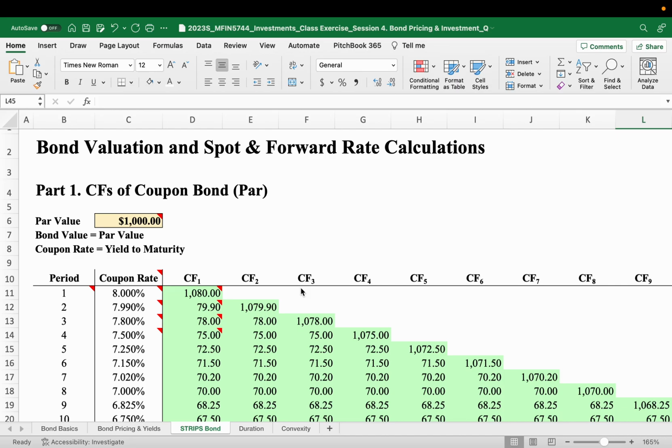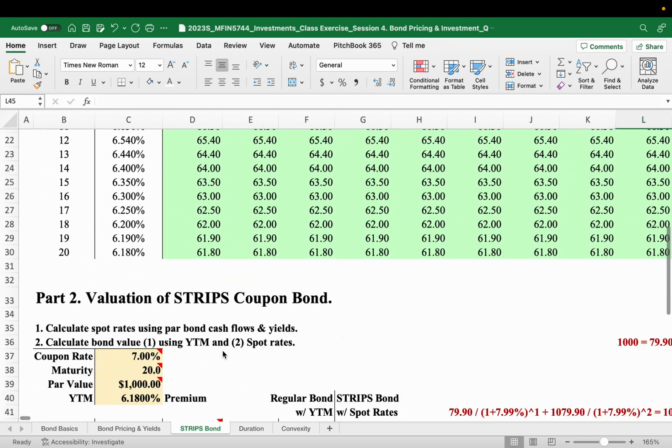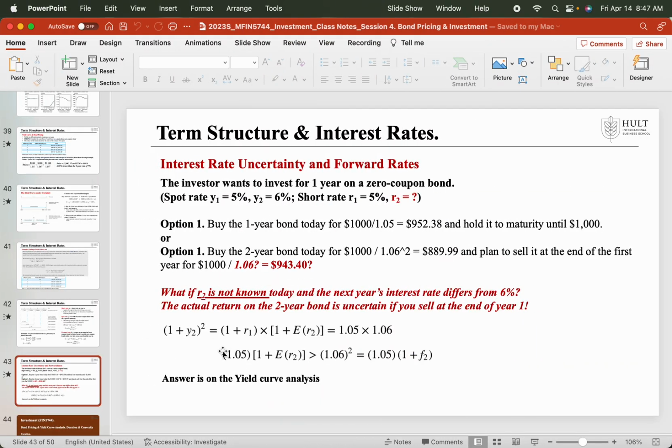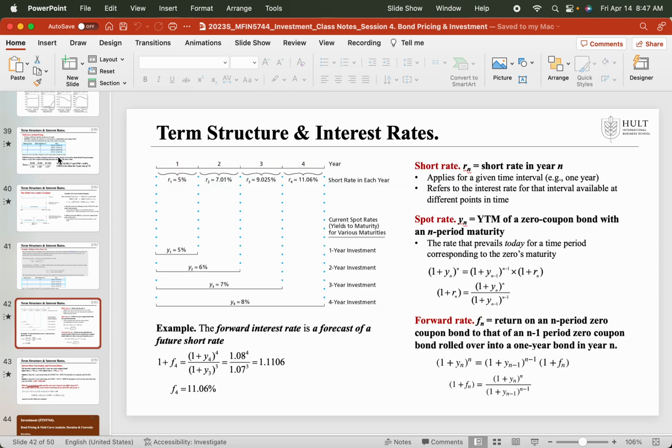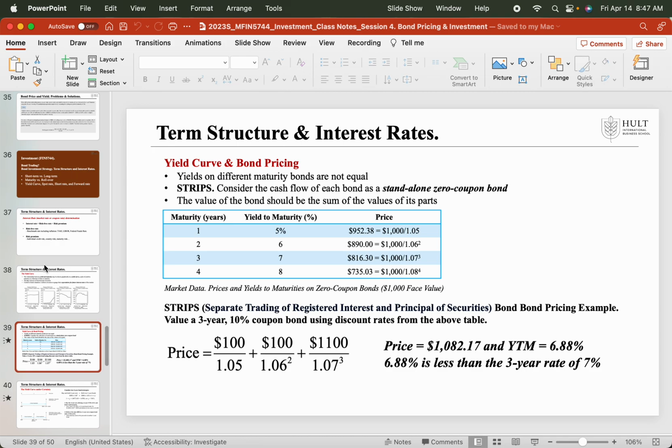This video clip will discuss the strips bond valuation. What is the strips bond? You need to revisit the class notes which we discussed during the class. The strips bond is the separate trading of registered interest and principal of securities. In other words, we can sell the bond coupon and the principal separately, right?